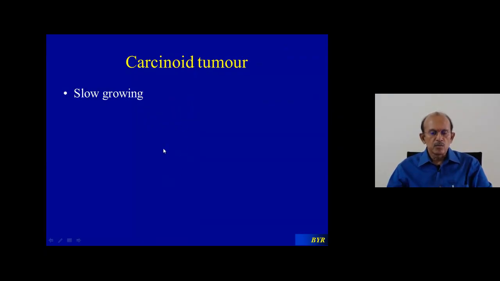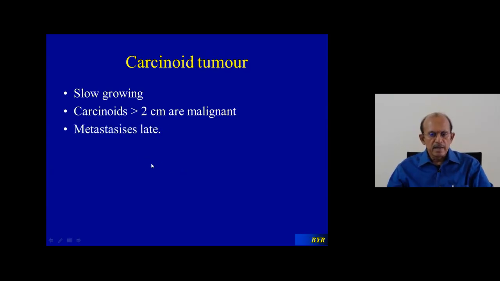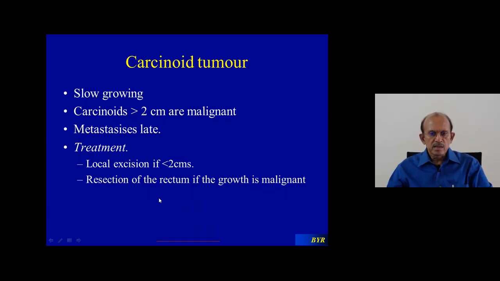Carcinoid tumor of the rectum. It is slow growing. Carcinoids more than 2 centimeters are malignant. Metastasis is late. Treatment: local excision if less than 2 centimeters, and resection of the rectum if the growth is malignant.